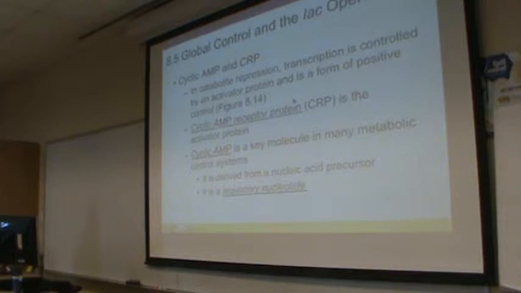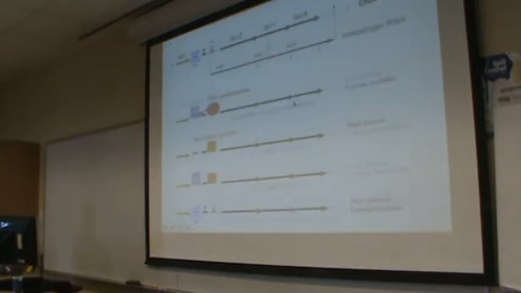So when glucose is high, cAMP is very low. When glucose is high, the cAMP should be low. There's no cAMP, and this binding site will be empty. Only when the protein binds there will the RNA polymerase be recruited. So the RNA polymerase can only transcribe when the CAP binds to this CAP binding site. These two have to work together for the transcription to start. Without it, transcription won't start.